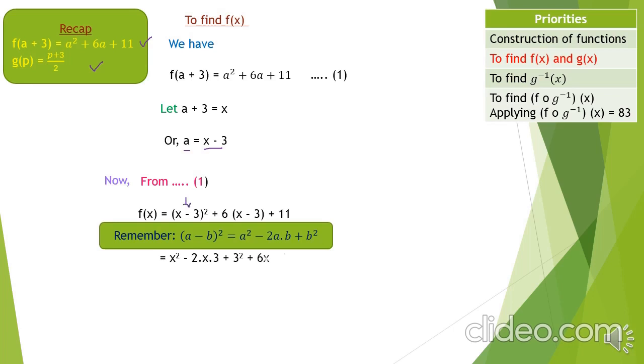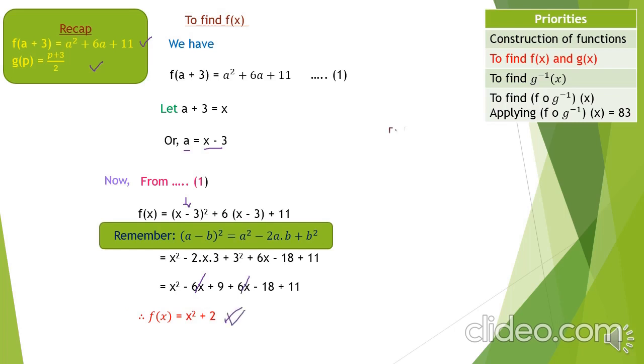Now x square minus 2ab plus b square plus 6x, after multiplication 6x minus 18 plus 11, and this is the algebra part. x square minus 6x plus 9 plus 6x minus 18 plus 11. You can see 6x plus 6x minus 6x cancelled. So this is 20 minus 18, that's 2, x square plus 2 is our f(x).